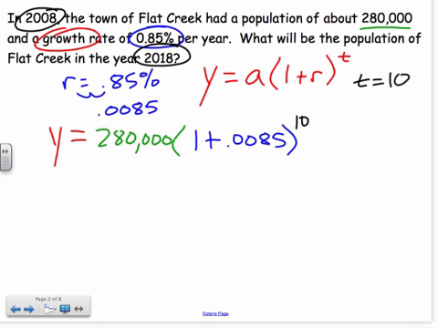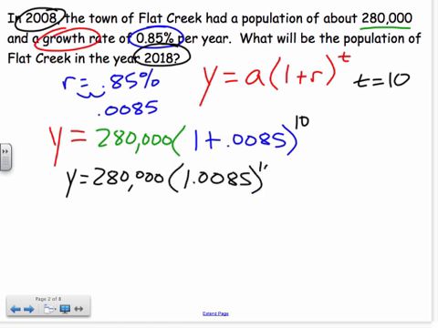And now it's about going through your order of operations. So we deal with inside the parentheses first. So I got y equals 280,000 times 1.0085 to the 10th power. My order of operations tells me I need to do exponents before I multiply. So I need to take 1.0085 to the 10th power, and whatever you get on your calculator, just immediately take that times 280,000.